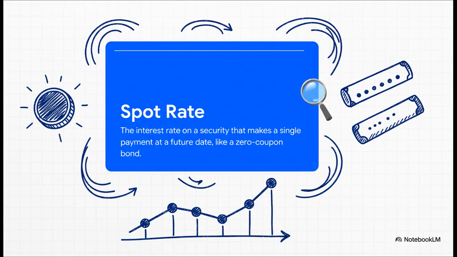Now, a spot rate, this is the purest, cleanest interest rate you can find. Why? Because it comes from a special kind of bond, a zero-coupon bond, that only makes one single payment at the very end. There are no little interest payments along the way to muddy the waters. So it gives us the true, unclouded interest rate for one specific point in the future.